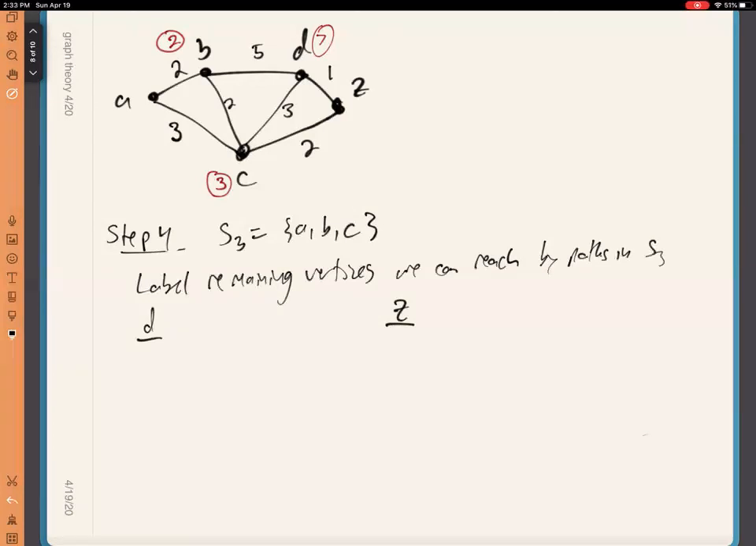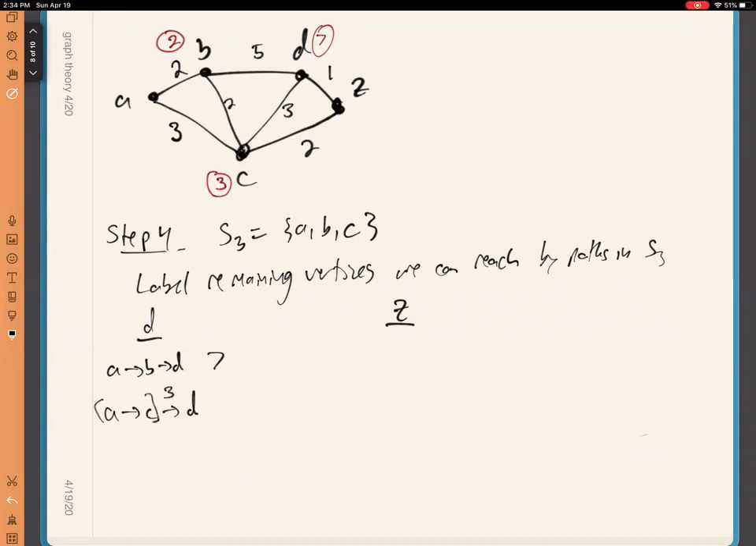So what are the possible paths from A to D? Well, we already saw last time, if I go A to B to D, this costs 7, right? But there's another option. Now that we added C to the set, I can go A to C first and then C to D. So how much does this cost? Well, notice that going from C to D costs 3.